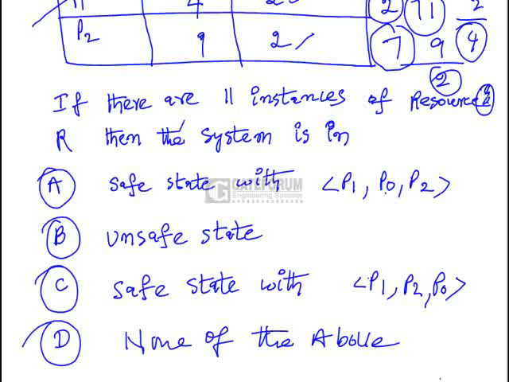So P1, P0, P2 must be the sequence in which the system is safe. So first you have to execute P1, next you have to execute P0, next you have to execute P2. So option A is the correct option here.